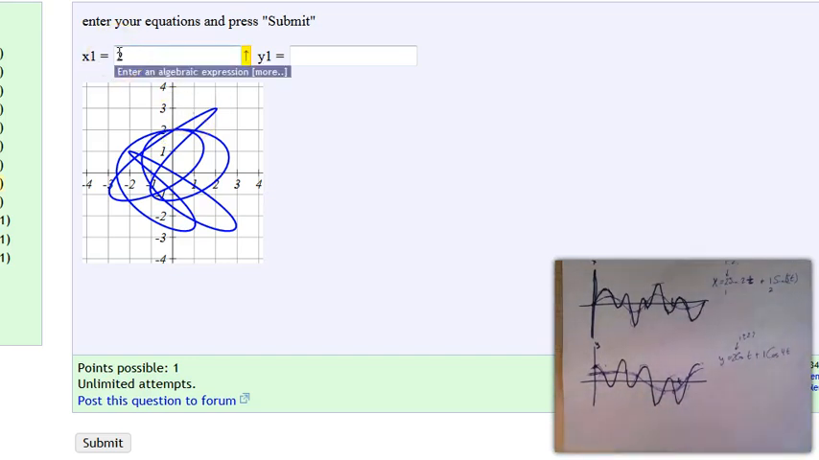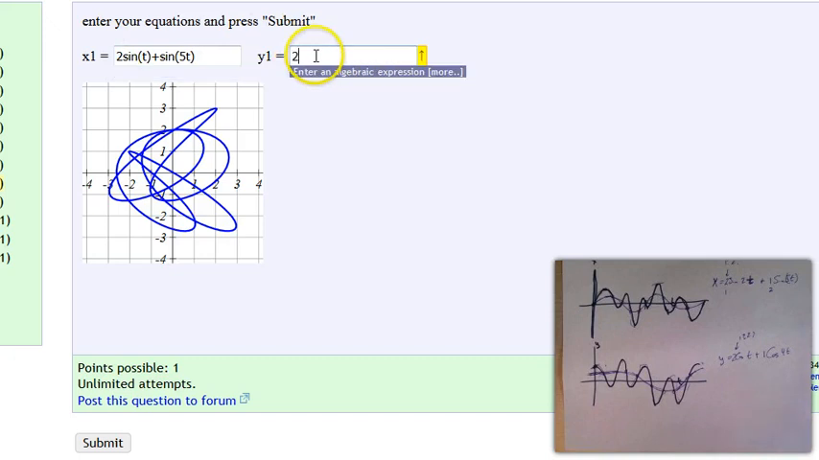I think this is 2 sine t plus sine of 5t. And I think this is maybe 2 cosine t plus cosine of 4t. And submit and see what it says here.